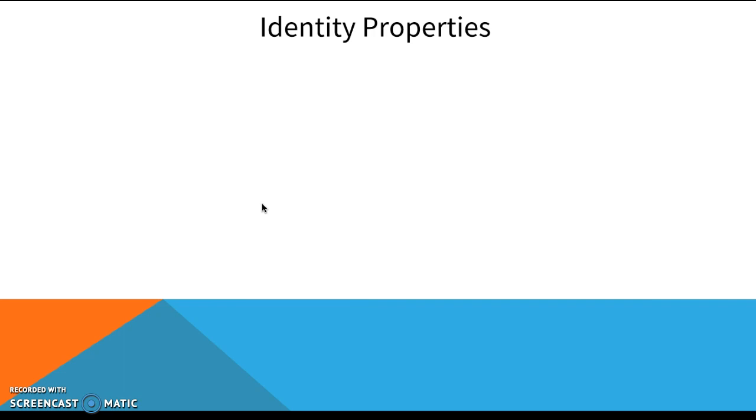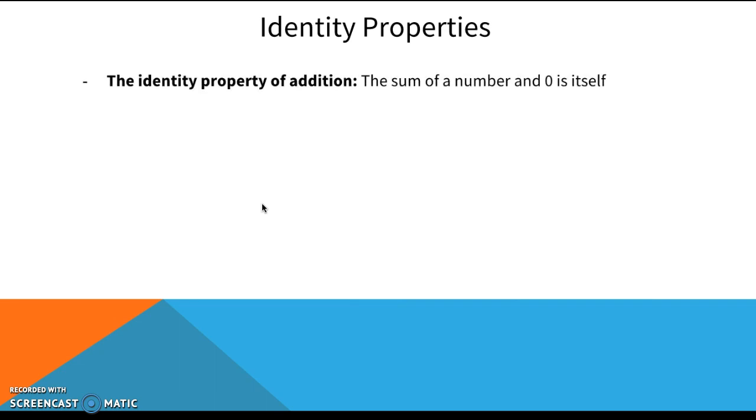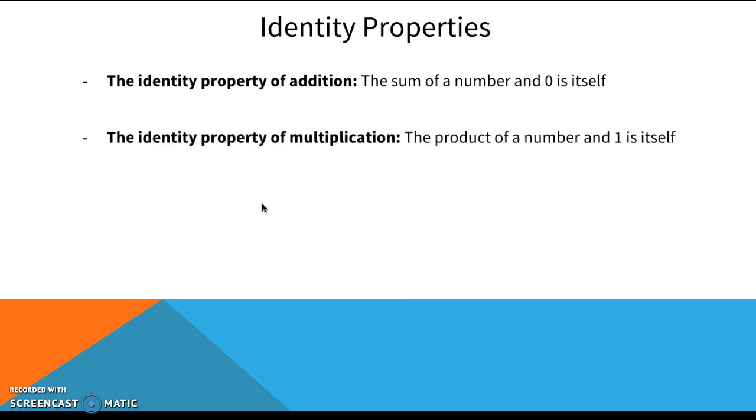The third property is the identity property. We're going to have two different properties depending on if we are multiplying or adding. The identity property of addition states that the sum of a number and 0 is itself. So anything plus 0 is going to be that number. The identity property of multiplication states that the product of a number and 1 is itself. So anything times 1 is always going to be that same number.